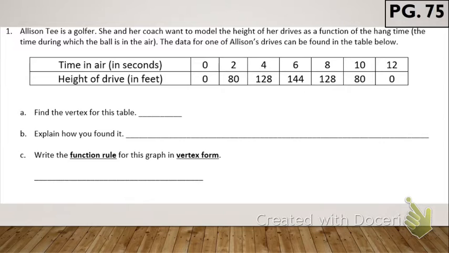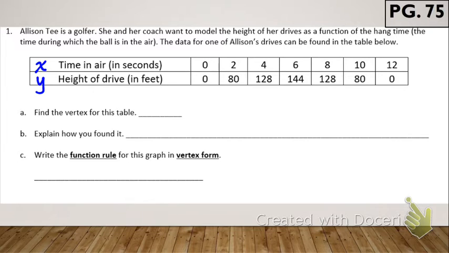Yep. We've got our input and our output. What is my x variable representing here? Time in the air. And my y variable? Height of the drive. Why do you think this table doesn't have any negative x values on it? It keeps going up? But why didn't it start at a negative number? What are the x values representing? The time. So why do we not have any negatives there? We don't have negative time.